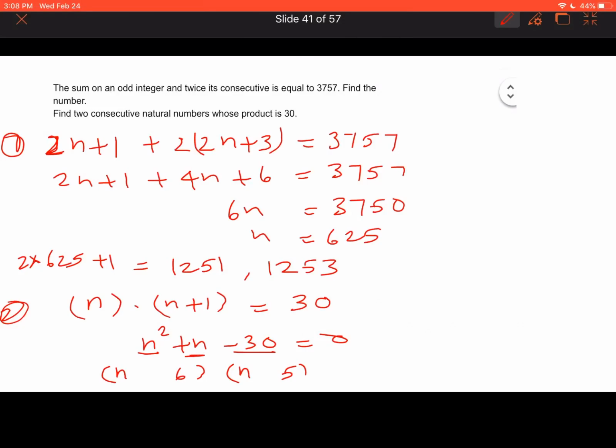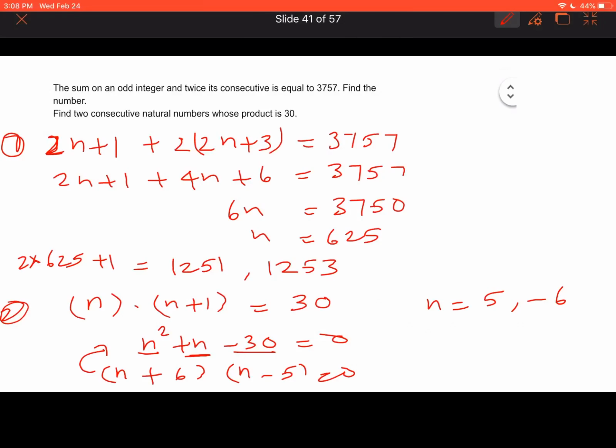Now we will move on to this. This is plus n, right? So the bigger number has to be a positive number. So n plus 6 and n minus 5 will give you this equation. n times n is n square, n times minus 5 is minus 5n, 6 times n is 6n. So when you add it, it will become 1n. Then 6 times minus 5 is minus 30. So n plus 6 and n minus 5, so ultimately the value of n is either 5 or minus 6.